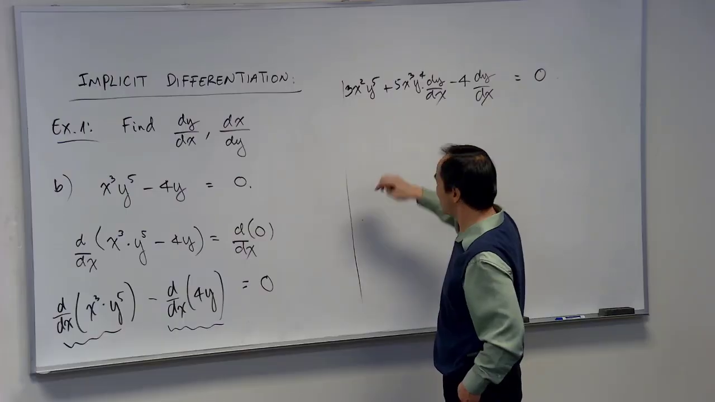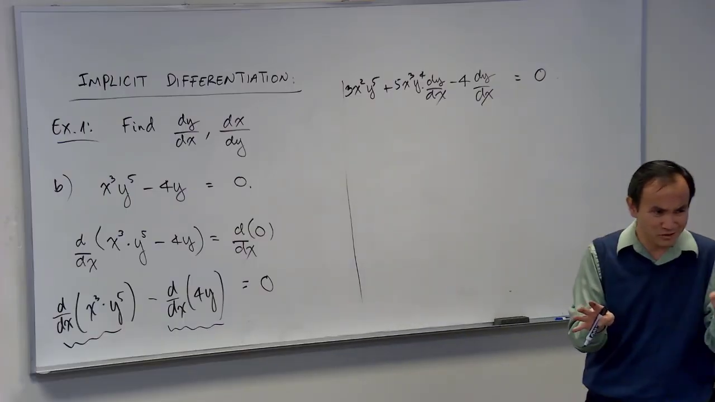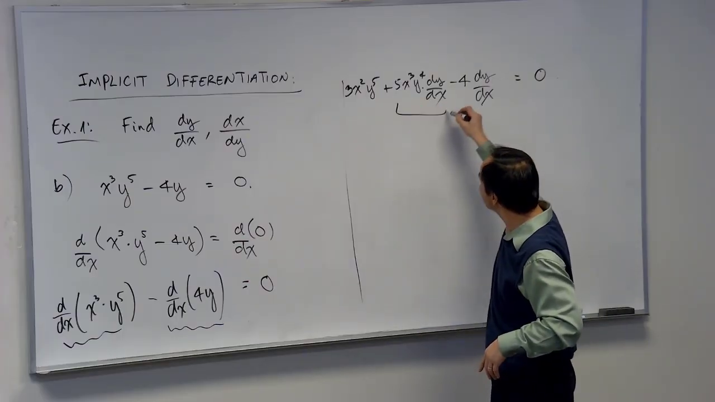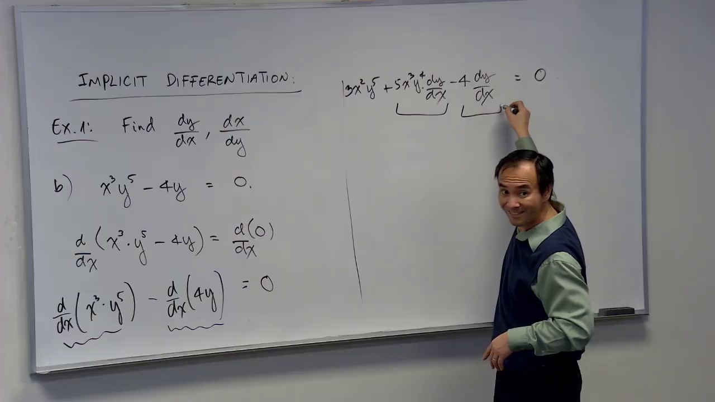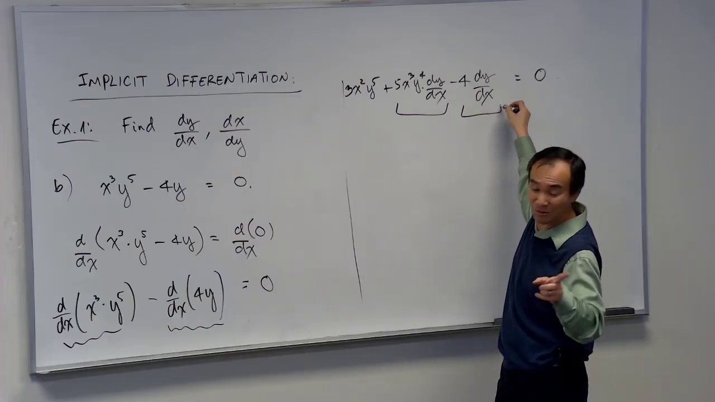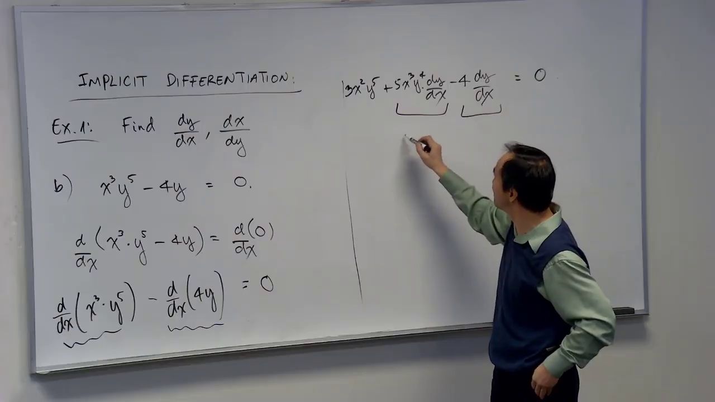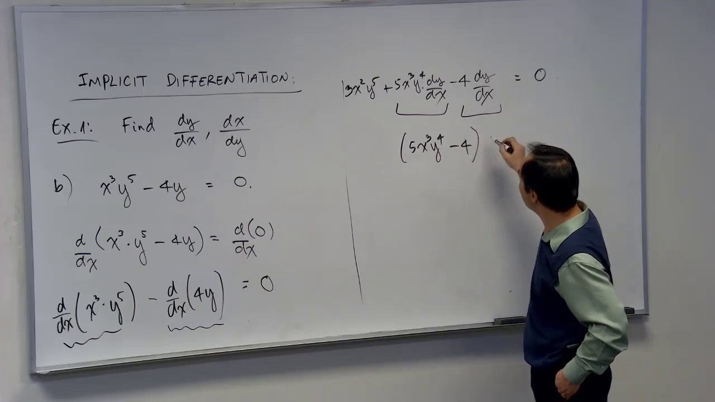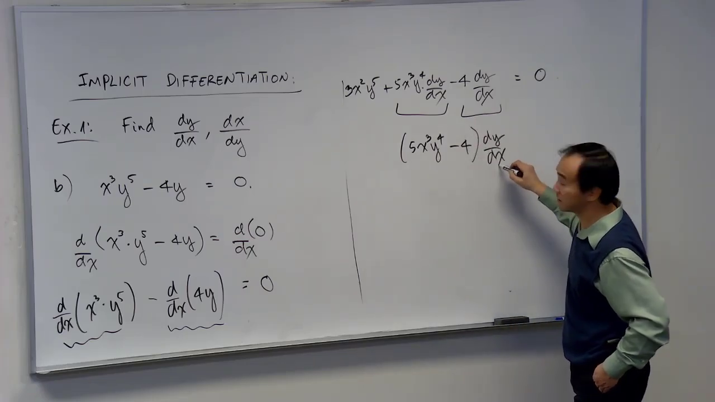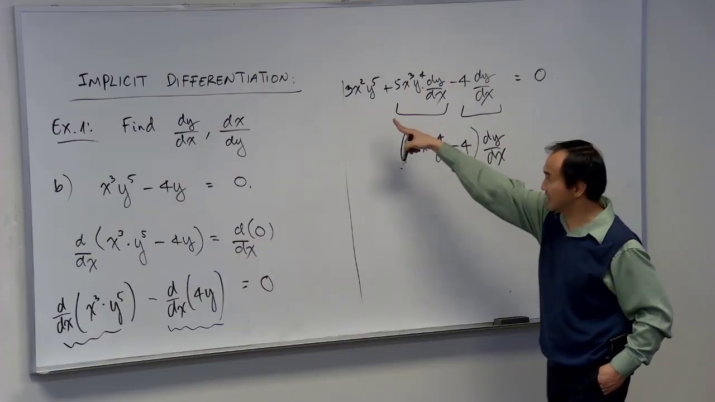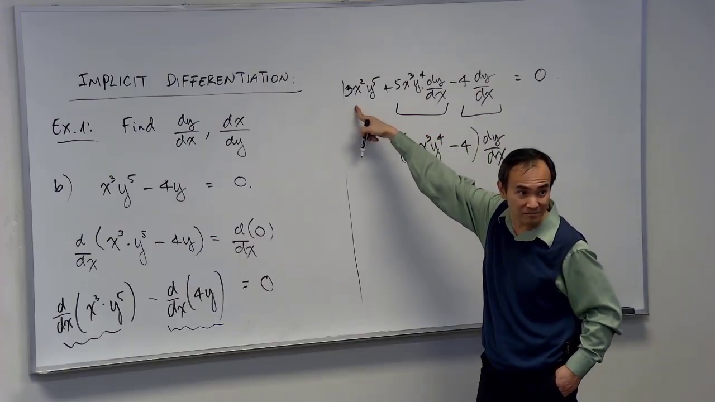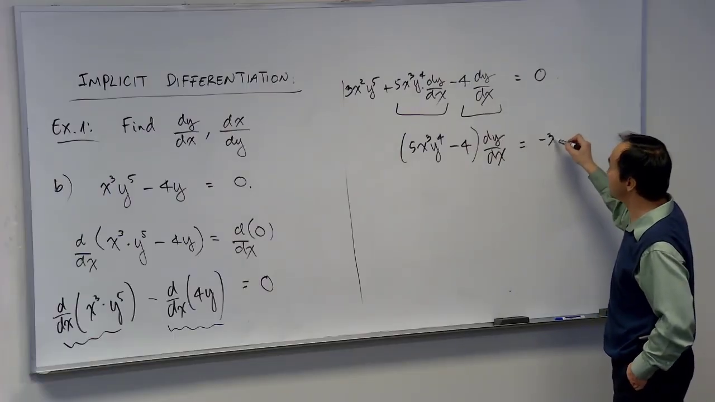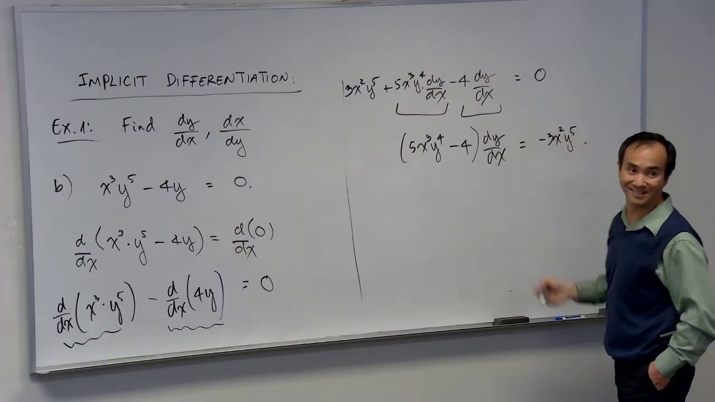So if you guys are comfortable enough with algebra, allow me to combine two little steps in one. Do you notice a common factor between these two terms? The dy/dx is a common factor. So I'm going to do this: 5x cubed y to the fourth minus 4, and factor out the dy/dx. You guys see that? At the same time I'm subtracting that term to the other side. So all of that here is made equal to minus 3x squared y to the fifth.